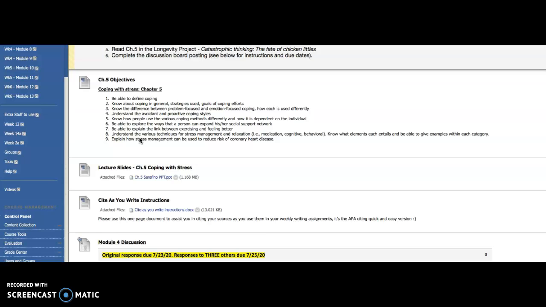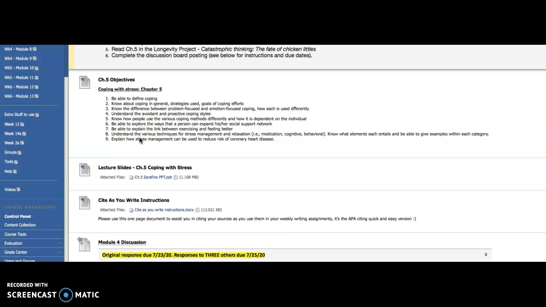That'll be interesting because sometimes we think we know how we cope with things. We think we know what our go-to patterns are, and you might be a little surprised. Both types of coping can be good. It just depends on how you use them and when you use them. We'll also be looking at avoidant coping and proactive coping. And then the different coping methods that people use dependent on the individual.